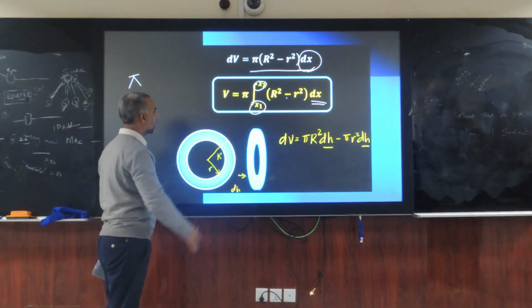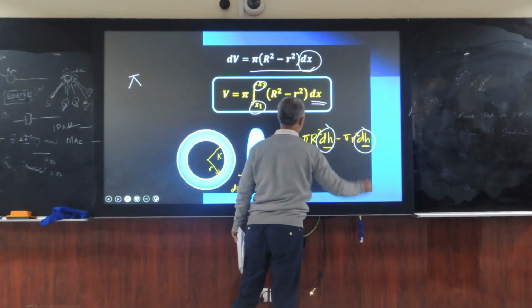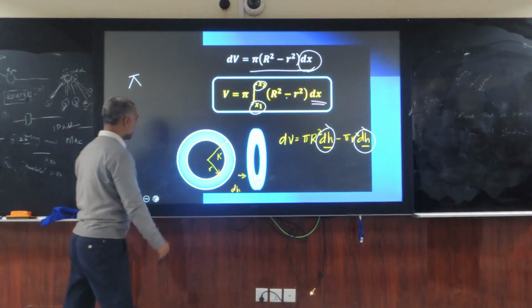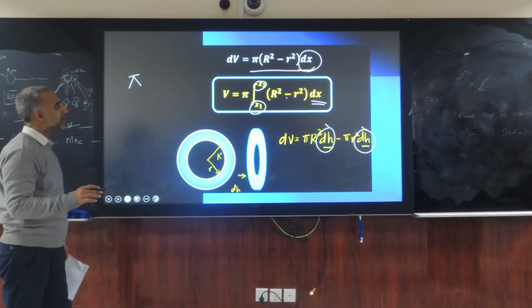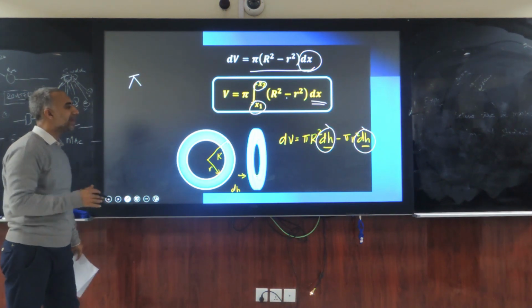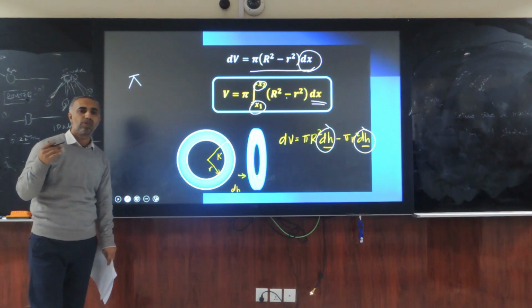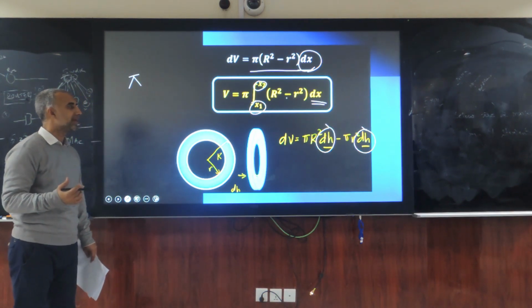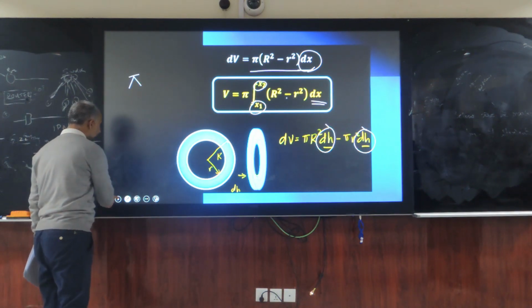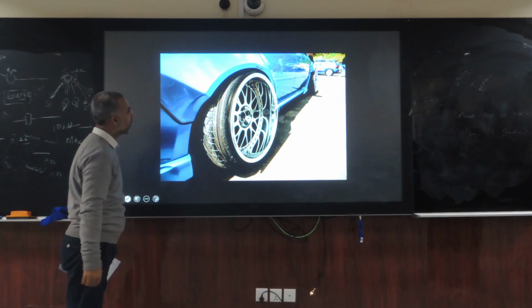Or if we are slicing along the height, then we will consider dh, and we will get the difference between two layers, the outer layer and the inner layer. This difference determines the volume of an object in terms of the washer method. However, this one is representing the washer method.